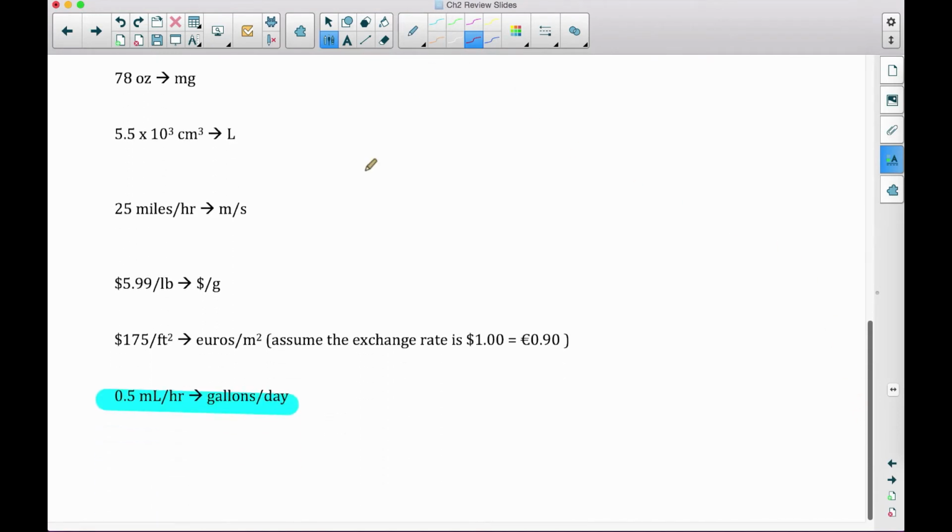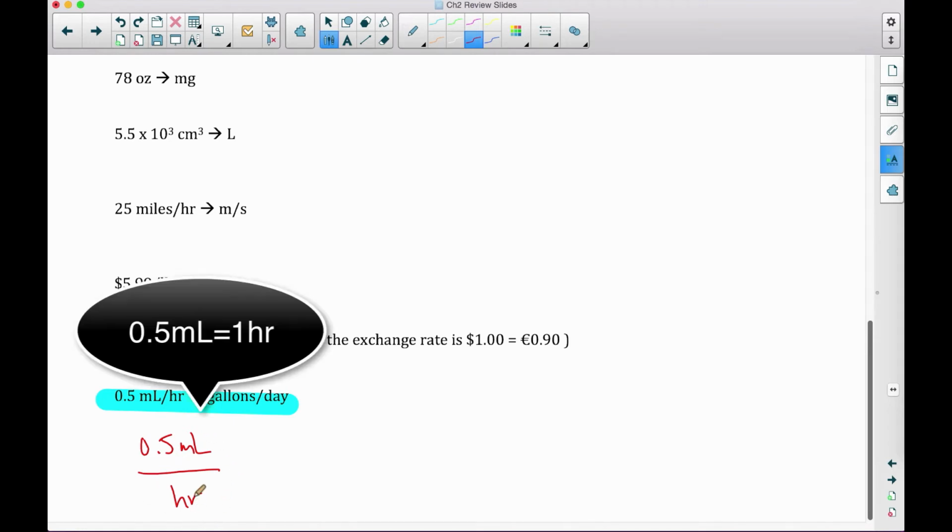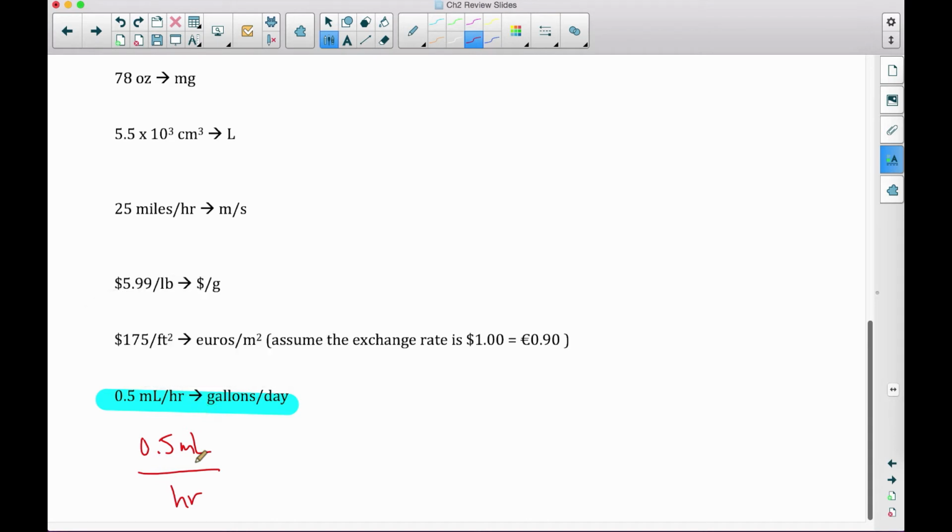All right, so we have 0.5 milliliters per hour, and now we have to do a two-part conversion. Note that if this reminds you of a conversion factor, it's because it is. We could also use this as a conversion factor if that's what the question was asking us to do. But in this case, it's asking us to convert our conversion factor into a different kind of unit. So we need gallons per day. First of all, let's see what needs to get converted. This is my unit of volume. Gallons is a unit of volume, so I need to get milliliters and gallons.